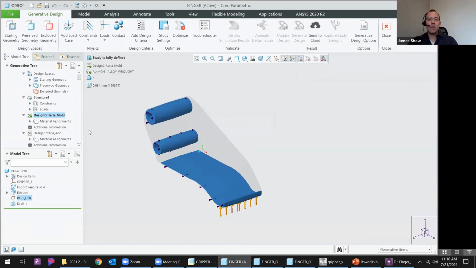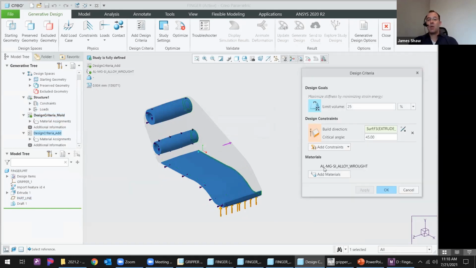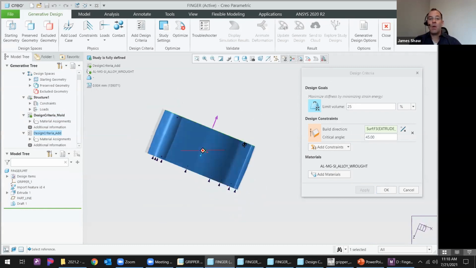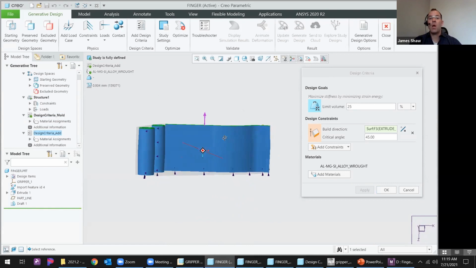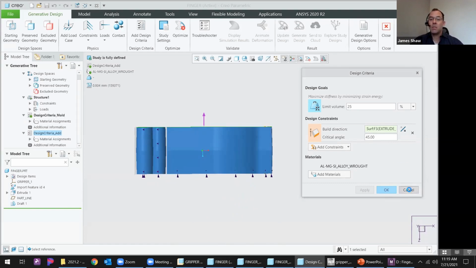So let's take a look, in comparison, at what the design criteria might look like for the additive. I'm just going to go right down to the bottom here. I'm targeting the aluminum, magnesium, silicon alloy, a typical metal additive material. Because it is metal as opposed to plastic, I'm going to target a mass reduction to 25% of the original volume. Same sort of keep-out or keep-in regions, same starting geometry. Here, however, I'm targeting a build direction as well as a critical angle. I don't want too much overhang, otherwise I'm going to need additional structure. And we'll go into exactly what it does right now.